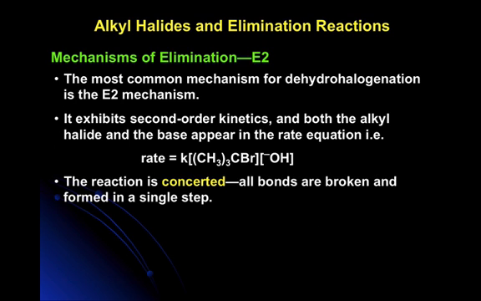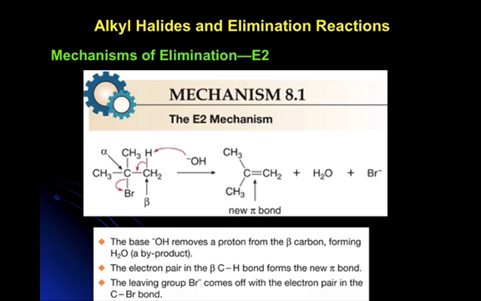So, E2 elimination, it's the most common mechanism for dehydrohalogenation. It exhibits second-order kinetics, first order in alkyl halide, first order in base, and it is concerted. All the bonds are being broken and formed in a single step. Just like in the SN2 reaction, we were forming the carbon nucleophile bond at the same time we were breaking the carbon leaving group bond, right? Same thing, so we call this a concerted reaction.